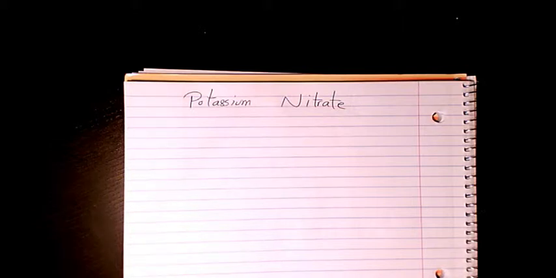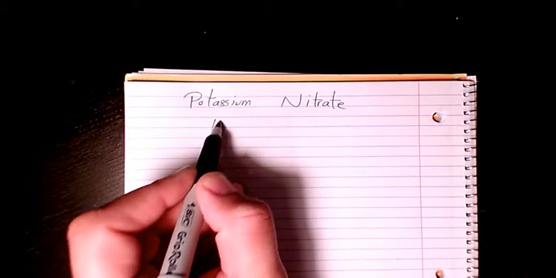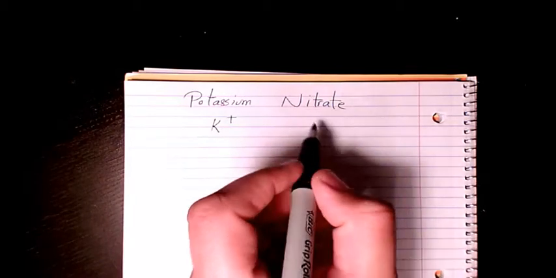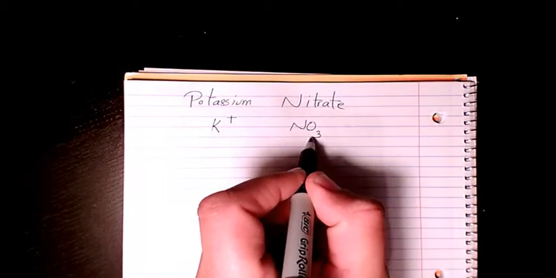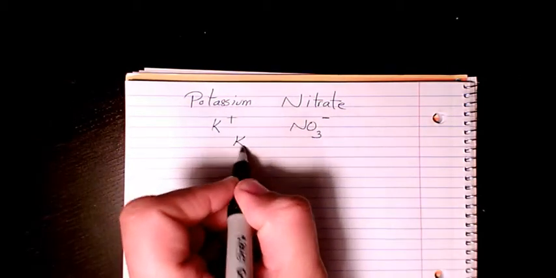Welcome to my channel. In this video I want to show you how to write the molecular formula for potassium nitrate, and after that I will show you how to find out the molar mass or molecular weight. So first of all, potassium is K+, group 1, and nitrate is a polyatomic ion which is NO3, and the charge is -1. -1, +1, so it's going to be KNO3.